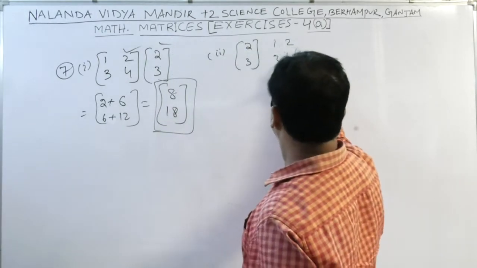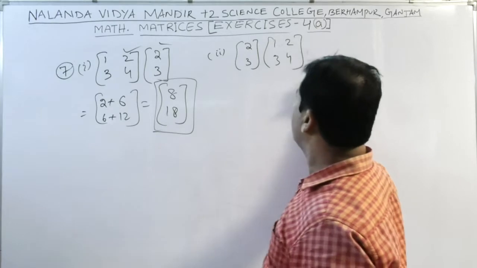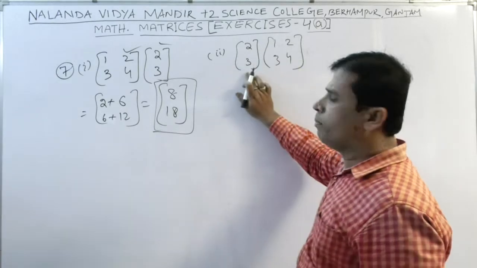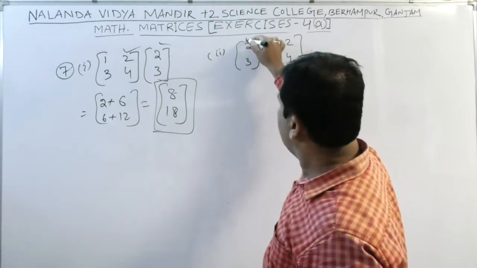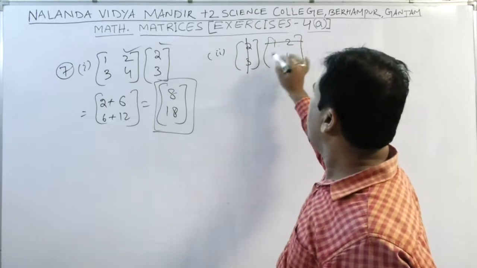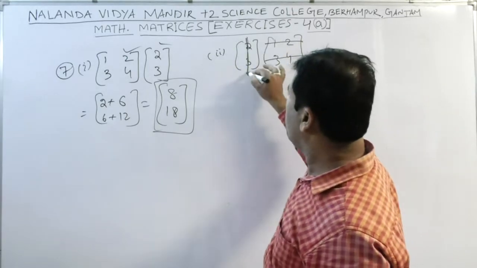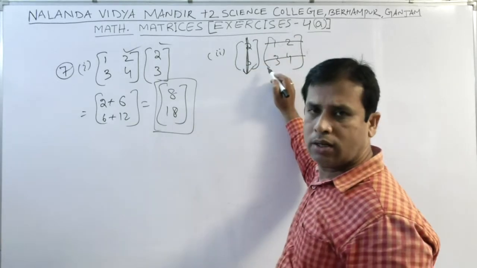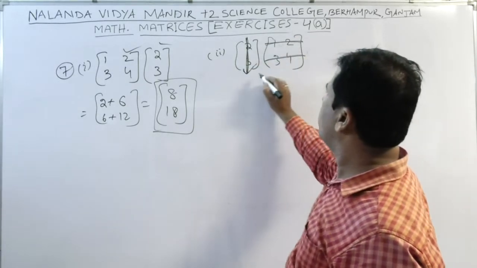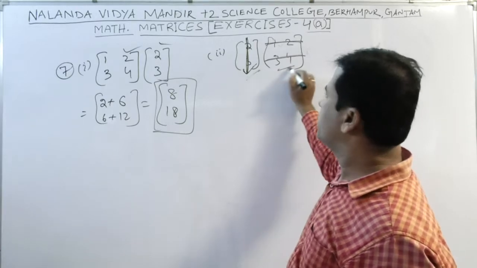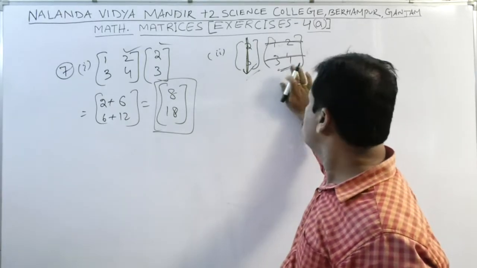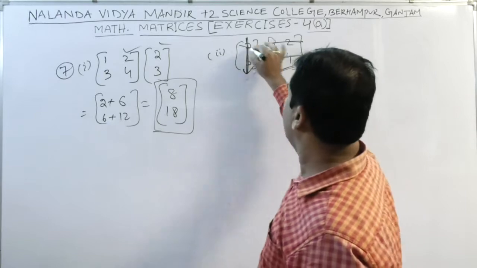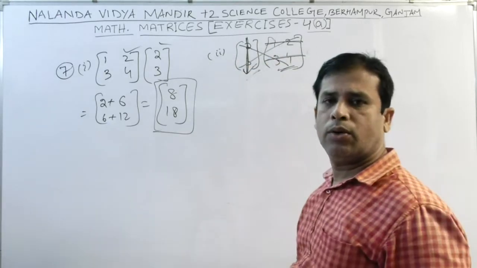1, 2, 3, 4. 2, 3, 1, 2, 3, 4. Here, in the pre-factor, there is only one row, but here the post-matrix has two rows. Pre-matrix contains only a single column, but here there are two rows. Therefore, the number of columns of this matrix is not equal to the number of rows of the post-matrix, so we cannot find its product. Okay?